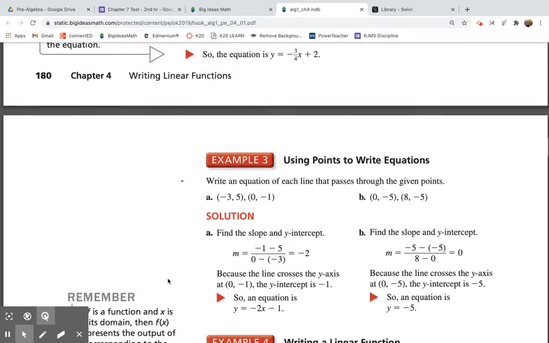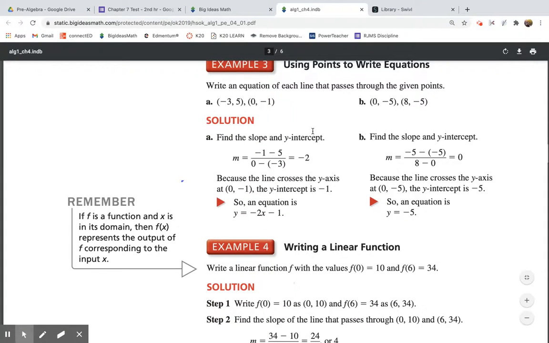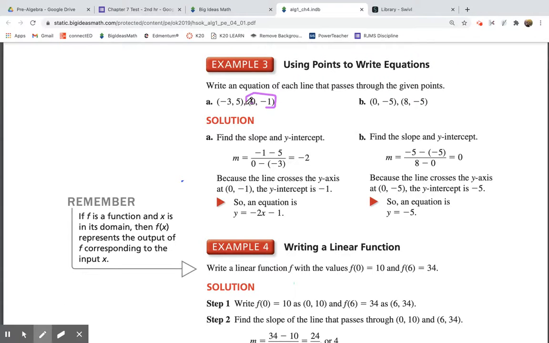So if we look at example 3, using points to write an equation. Okay, so they just say write an equation of the line, but it passes through these 2 points. That's all they're going to give you. Well, we know how to find slope out of 2 points. And now if you look, this one is (0, -1). That is the point where it crosses the y-axis. So that is your y-intercept. So they've given us all that we need.